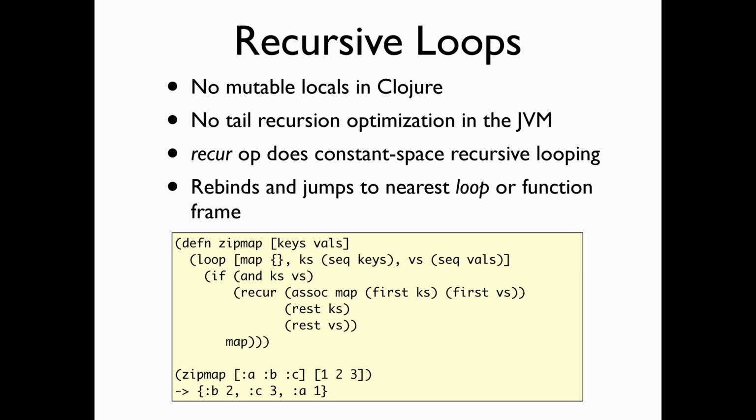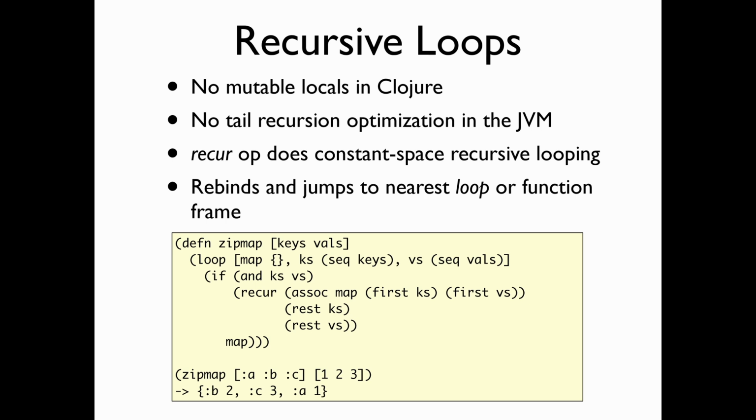So loop has 3 values that it binds, which means that the accompanying recur also has to supply 3 values. So in the recursion, map now becomes this, ks becomes that, and vs becomes that. They get rebound. And then execution comes back up to the if and goes through again until eventually, hopefully, you've written the termination condition where you don't keep going, and we return the map.